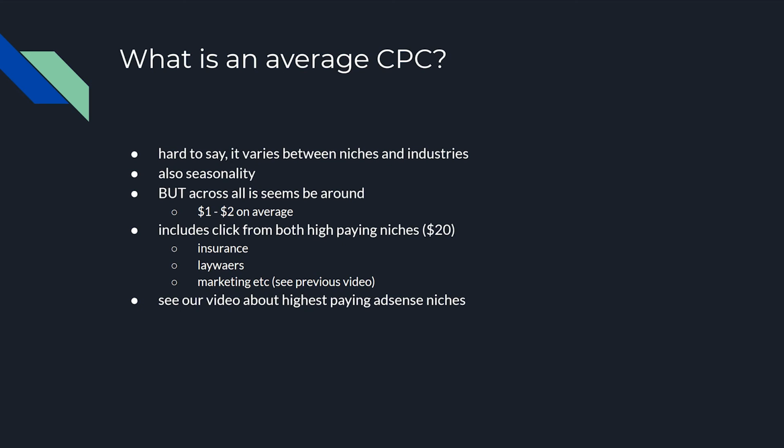The reason why it's that high is because this average includes really high paying niches such as insurance, lawyers, and marketing. In these industries, you can pay sometimes from $20 to $100 per click, actually. And if you want to see more about the highest paying niches for display ads where you pay per click, I have another video about that, which you can find in the link or some place on this video at the end, possibly. And that's it.